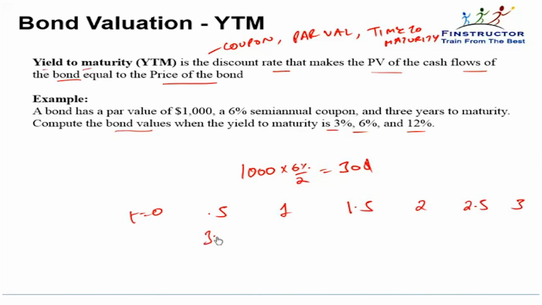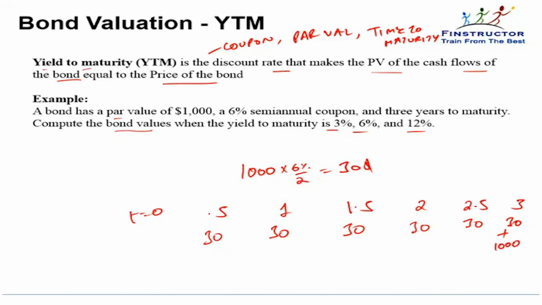So $30 come at the end of 6 months, another 30 at the end of 1 year, so on and so forth till the end of year 3, when we also get our principal back, and our principal is the par value of $1,000. So we get $30 plus we get $1,000 back.